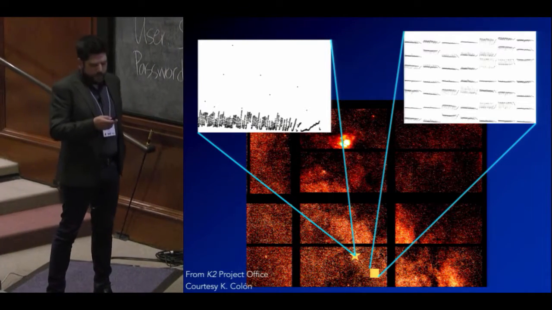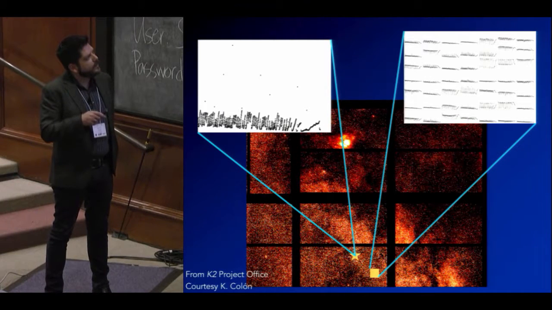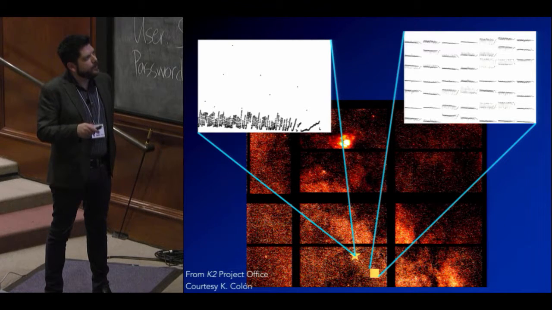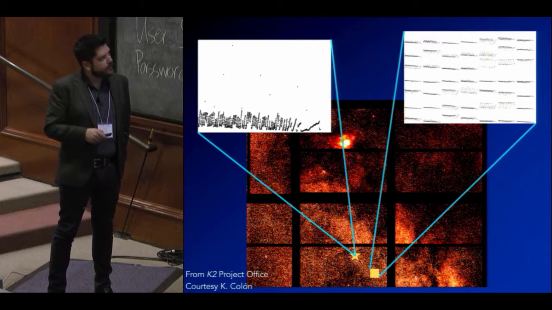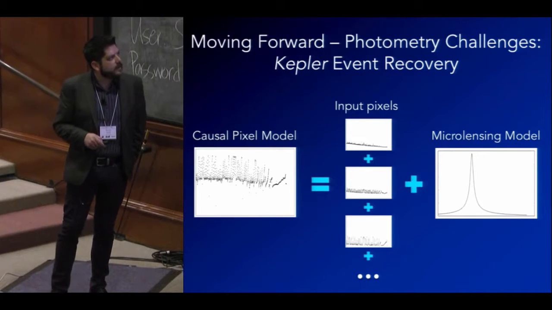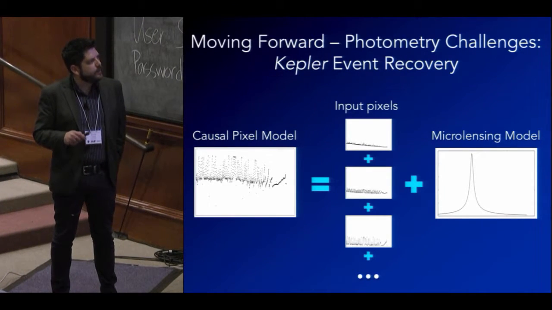And so what we have is a target star in a pixel with a light curve that looks like this, and then we have a bunch of reference pixels that do similar kinds of things, and we want to try to take these deviations due to the motion of the spacecraft out. So the way that this is being done is that we have a causal pixel model. So we take a bunch of input pixels, we put in a microlensing event, and we fit it and maximize the likelihood of the fit to that.